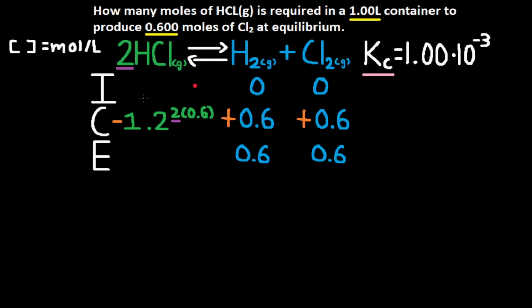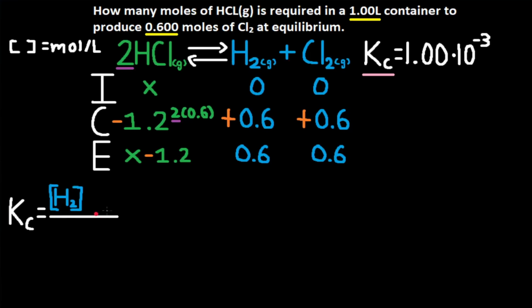That is all the information we have to fill the ice table, so we're going to use a variable to fill in the rest. So we can have x for the initial. Equilibrium is equal to initial plus change, so we have x plus negative 1.2, which is just x minus 1.2. With the ice table complete, now we write the equilibrium constant expression, Kc. Kc is equal to products divided by reactants, so we have H2 multiplied by Cl2 divided by HCl to the power of 2, since it has a coefficient of 2.